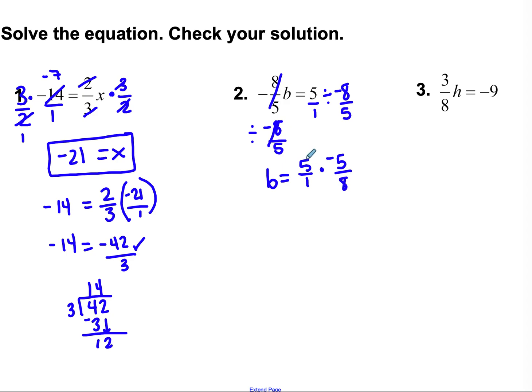Nothing to cross cancel on this one. 8 and 5 don't have any common factors. 5 times -5 is -25. 1 times 8 is 8. That is an improper fraction. Numerator is greater than the denominator. So I need to make it a mixed number. 8 goes into 25 3 times, with 1 as a remainder. So my answer is going to be -3 and 1/8.